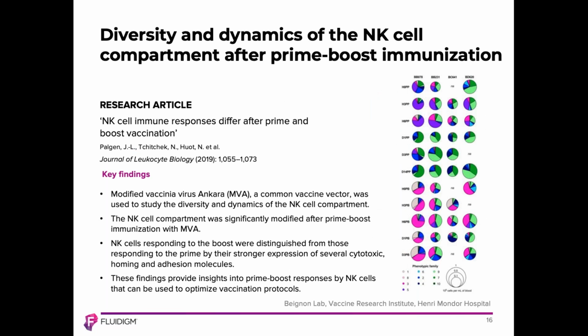In this publication, Palgan et al. examined NK cell involvement in the immune response to a common vaccine vector, modified vaccinia virus Ankara, or MVA. Using a comprehensive NK cell mass cytometry panel, the authors observed significant shifts in the NK cell compartment after prime and boost with MVA. During the boost phase, NK cells were observed to have distinct functional characteristics as compared to the initial NK response to the prime immunization.